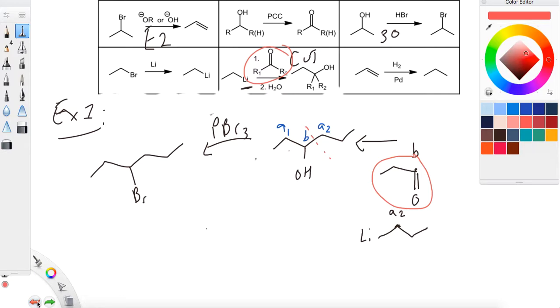What you do need to include that's vital to get full credit for these kind of syntheses is we want to see step 2, H2O. That guy, super duper important.